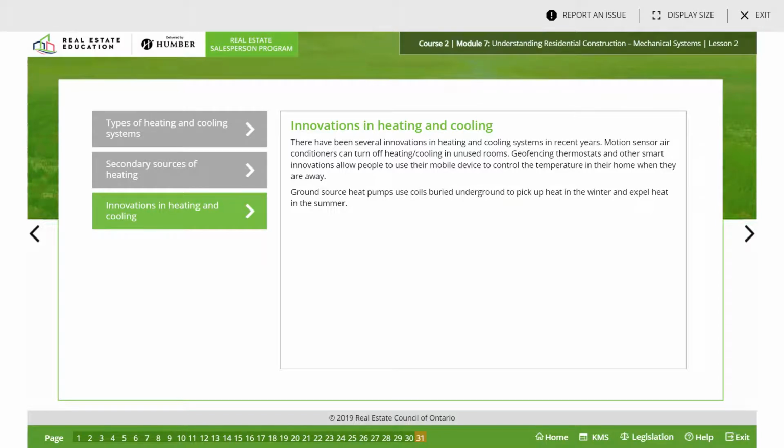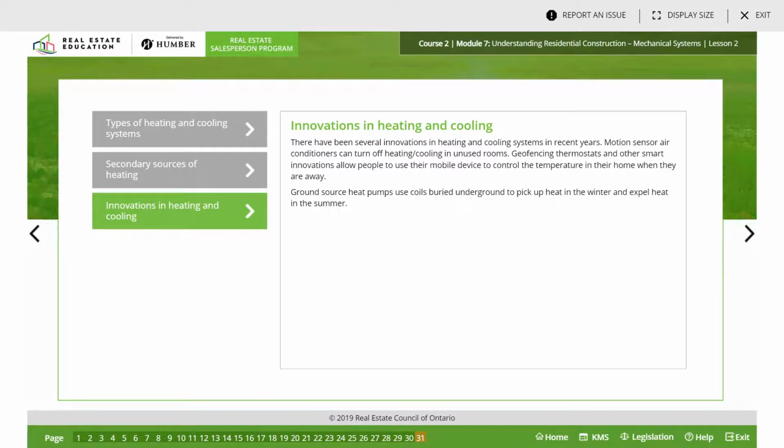Innovations in heating and cooling. There have been several innovations in heating and cooling systems in recent years. Motion sensor air conditioners can turn off heating and cooling in unused rooms. Geofencing thermostats and other smart innovations allow people to use their mobile device to control the temperature in their home when they are away. Ground source heat pumps use pipes buried underground to pick up heat in the winter and expel heat in the summer.